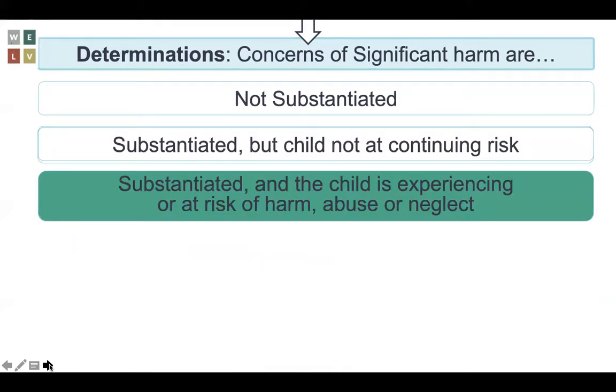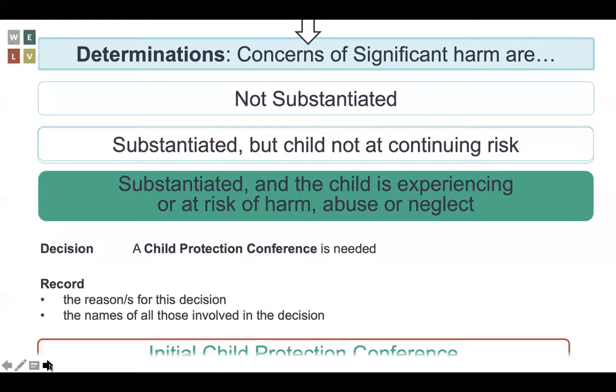And the third determination that could be reached is that the concern of significant harm is substantiated and the child is experiencing or is at risk of harm, abuse, or neglect. In this instance, an initial child protection conference is needed. The record will be made of this decision and the names of all those involved in the decision.